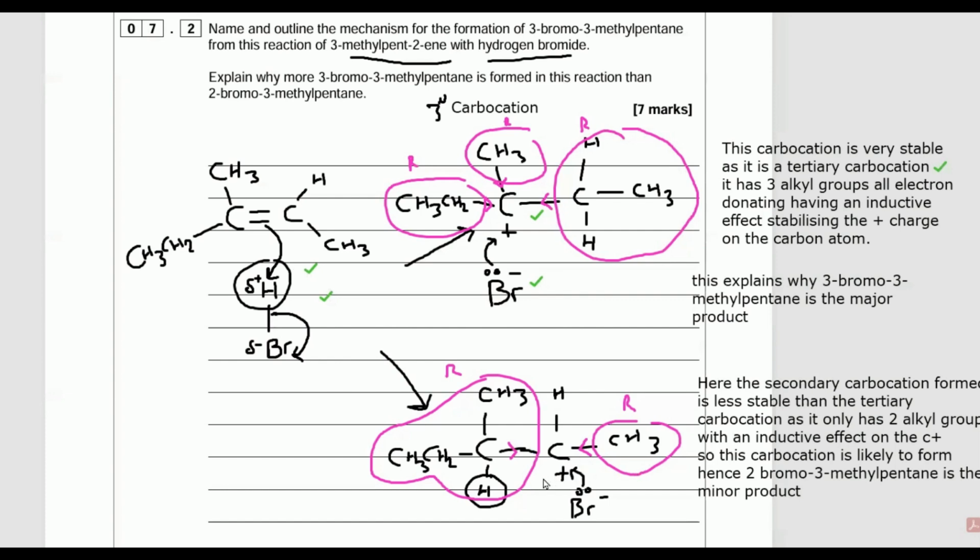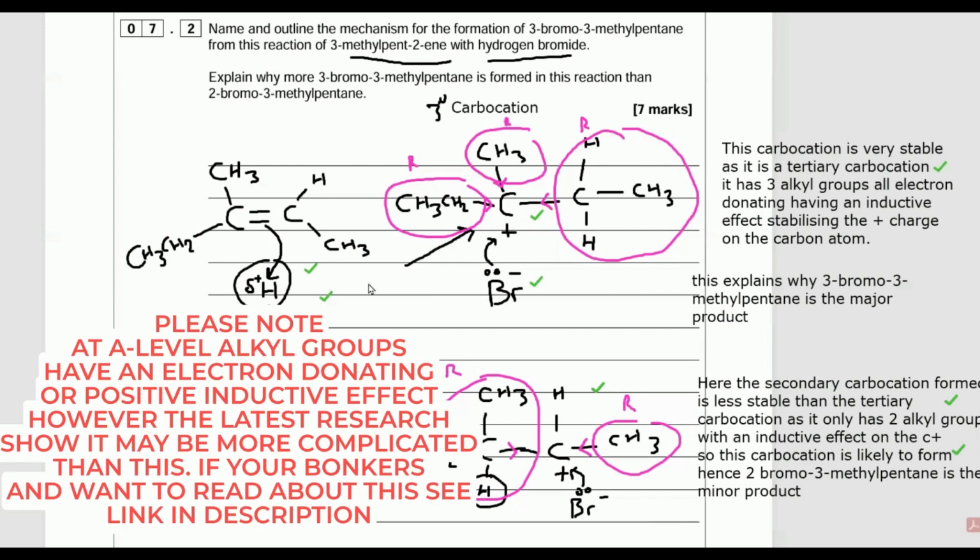So I'd expect you to get another mark for the correct secondary carbocation, and then marks for pointing out that it only has two alkyl groups and that the carbocation is less stable, therefore less likely to form. And that's going to get you all of the marks that you want for this 7 marker.